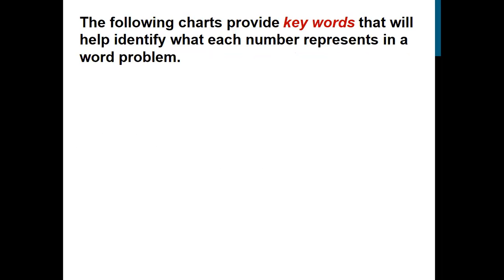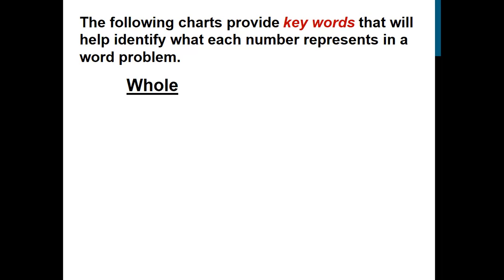All right, so now let's talk about word problems for just a second. The following chart provides keywords. It is a little bit different than solving with number sentences, because with number sentences you can always go with the is and the of rule, but sometimes there are other words that help indicate what is the part and what is the whole. Sometimes that's hard to find for people within a word problem.